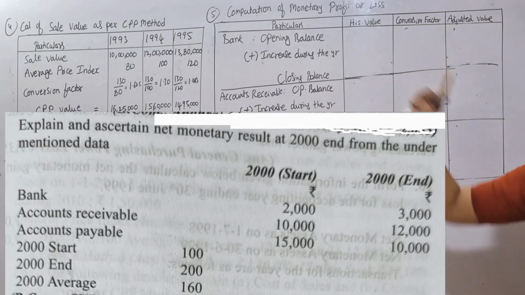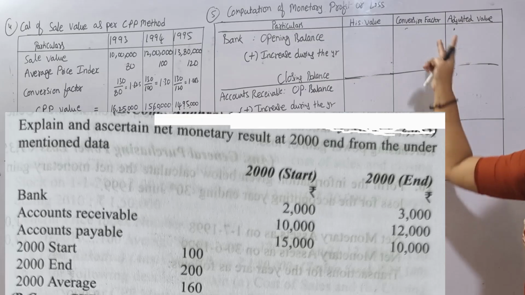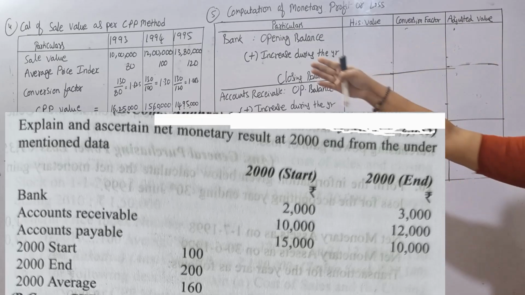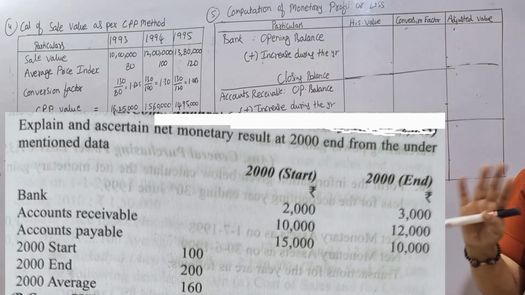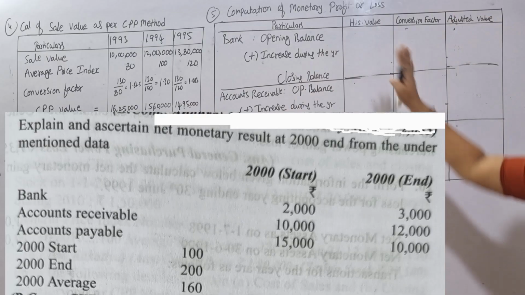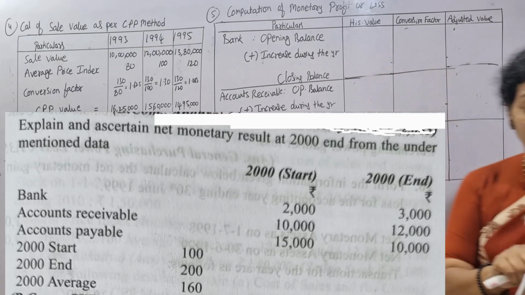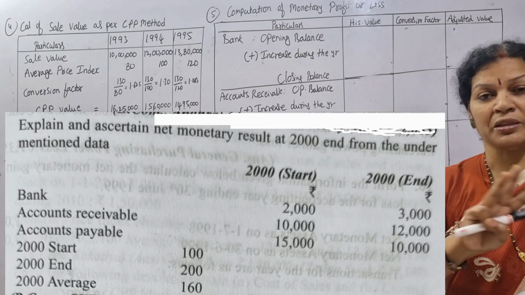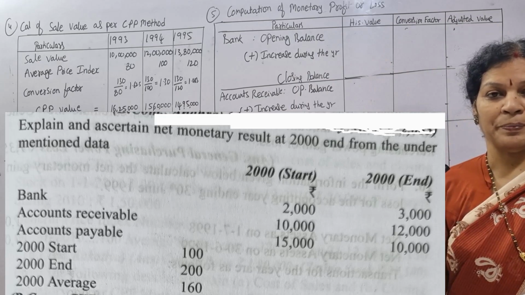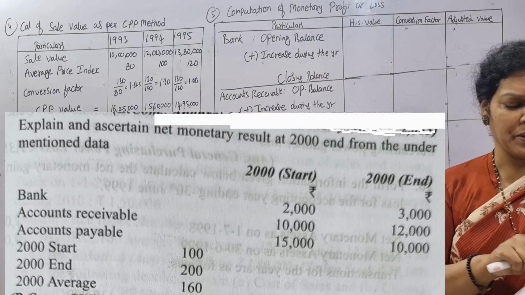3 columns. Historical value anyhow we know. Conversion factor will write same like that problem. Conversion factor and adjusted value after conversion. Those are 3 columns. Here how many items are given? Bank, accounts receivable, accounts payable. 3 you have to do it separately. First to focus on bank.